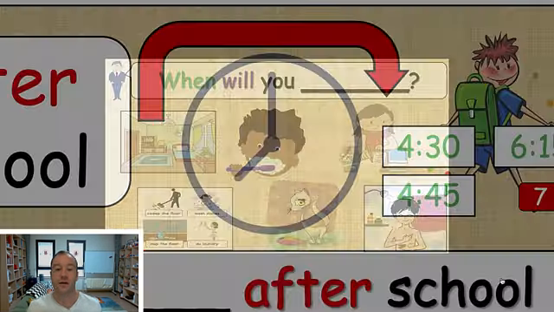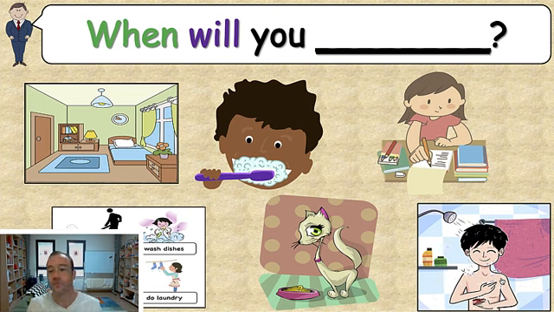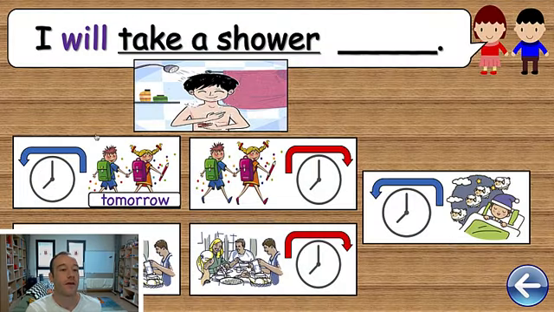And then click here, go bring up the next team. The next team will do the same thing. When will you take a shower? Click take a shower. The student answers, I will take a shower before school. Now this is tomorrow. You can have the kids say before school tomorrow. You can have the kids say after school today, after dinner today.